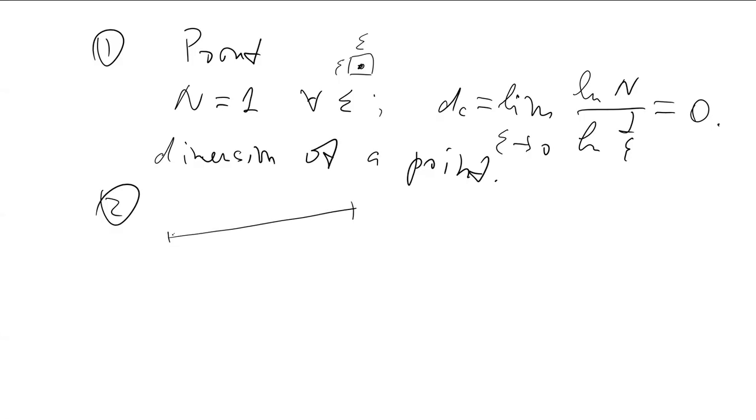Now if we have a straight line, say, this straight line is easy, and a curved line is the same. Now we put boxes of size epsilon.